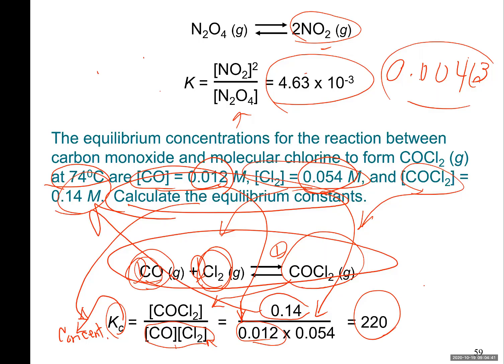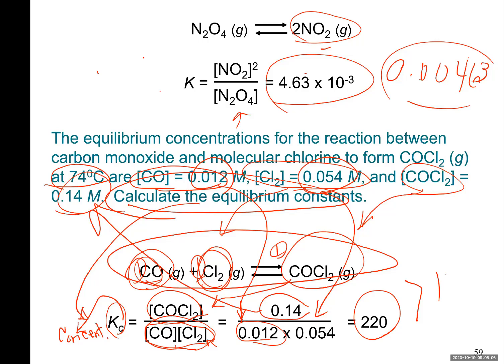That means the concentration of product on top is much larger than the unreacted starting material. That means this reaction goes far to the right. A small amount of reactant remains in the mixture. Are you with me, guys?